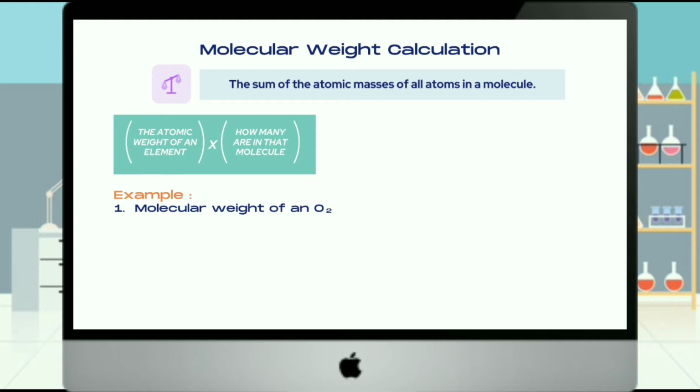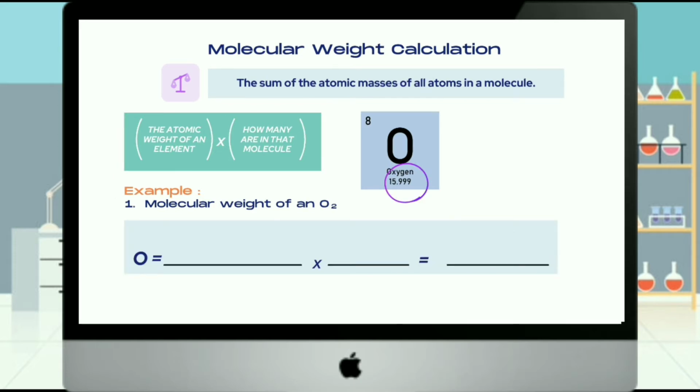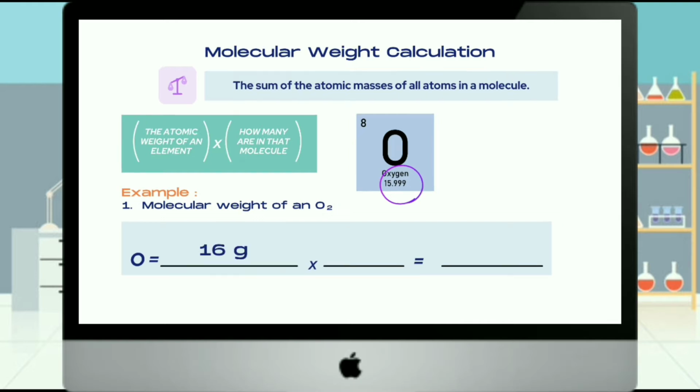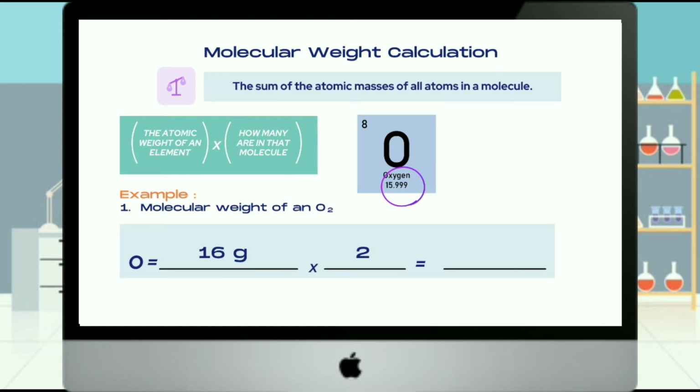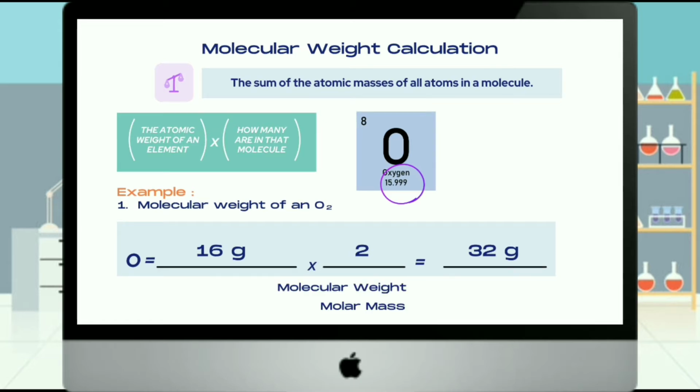Here's the first example. Find the molecular weight of oxygen. First, let's pull up this box from the periodic table. It is the element oxygen and you can clearly see here its atomic number. Performing the formula, let's distribute the values. The atomic weight of oxygen is 15.999 grams or 16 grams, and the number of atoms of oxygen is 2. Multiplying this, we will obtain 32 grams. Now, the molecular weight will end up to be 32 AMU and the molar mass is 32 grams per mole. As you can see, they are the same but different in units.